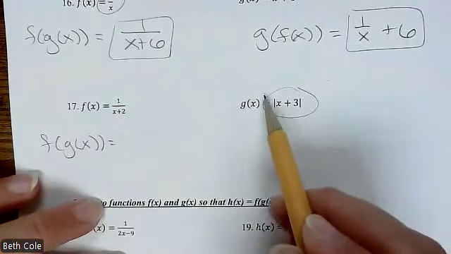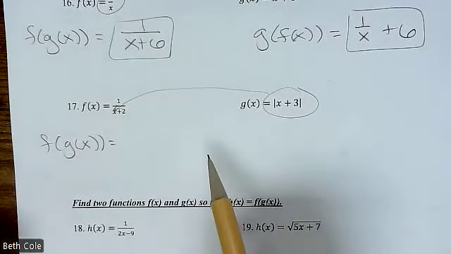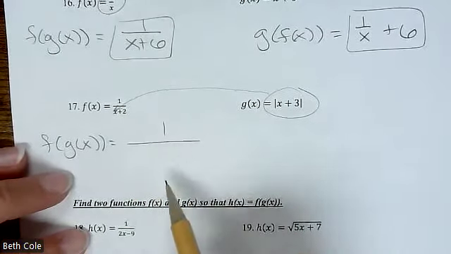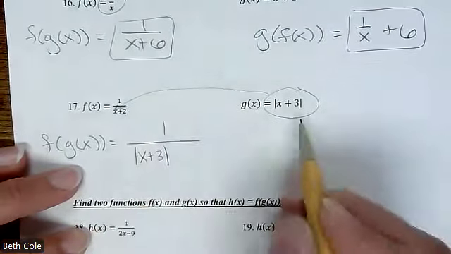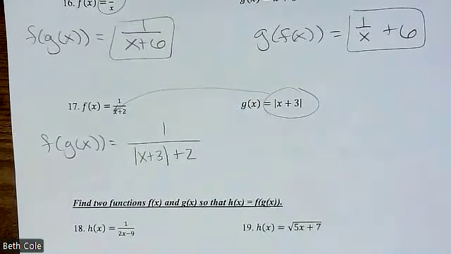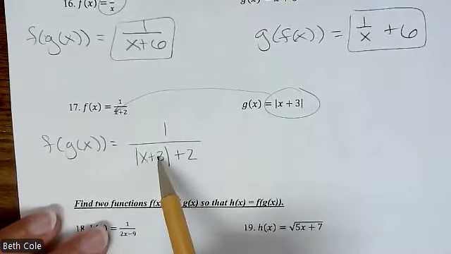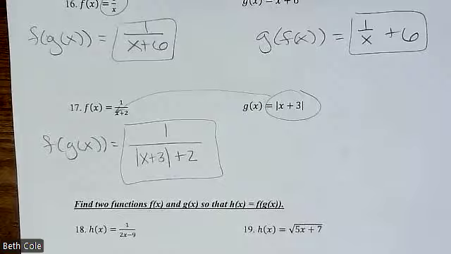All right, so g gets plugged into f. That is going to give you 1 over absolute value x plus 3, so all of that plus 2. Now here's the $1 million question with this one. Can you add the 3 and the 2 and get 5 or not? No. This is inside the absolute value, and that is not. You cannot combine them together.